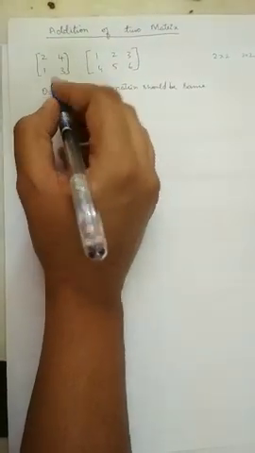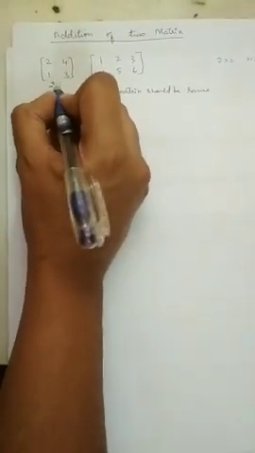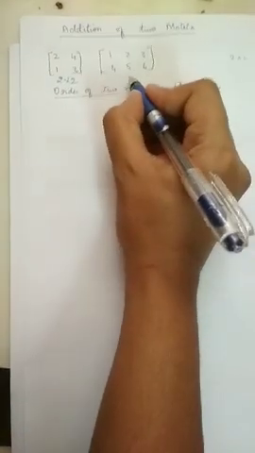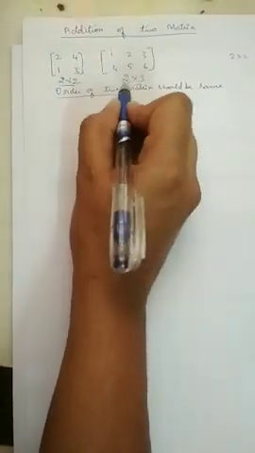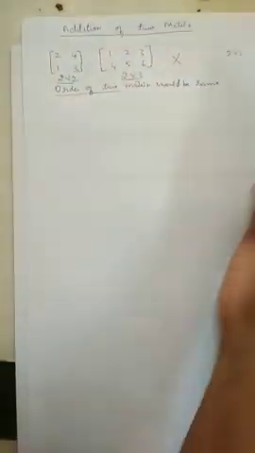So see, what is the order here? 2 cross 2. Whereas what is the order of this matrix? 2 rows and 3 columns. So order is not same. So matrix addition cannot be performed.